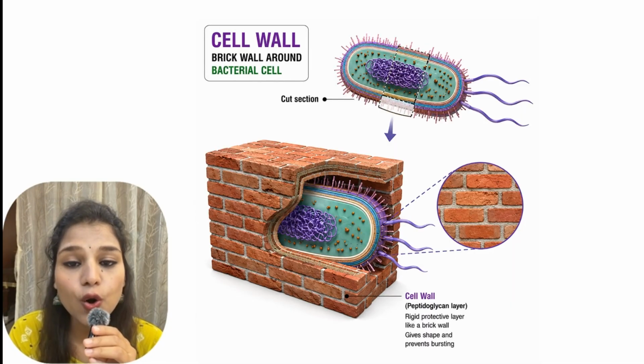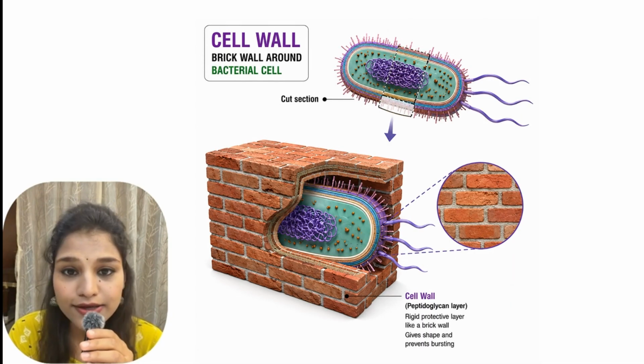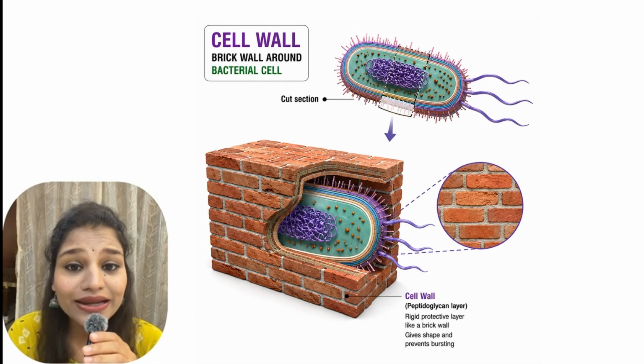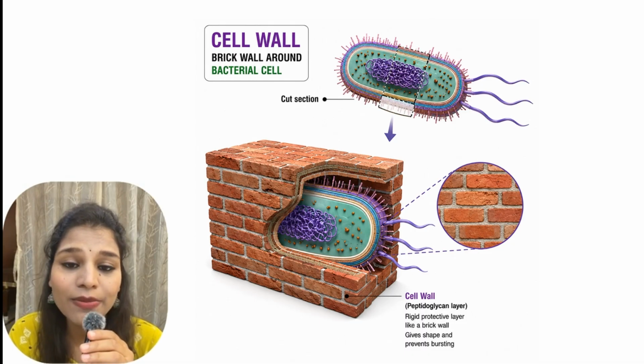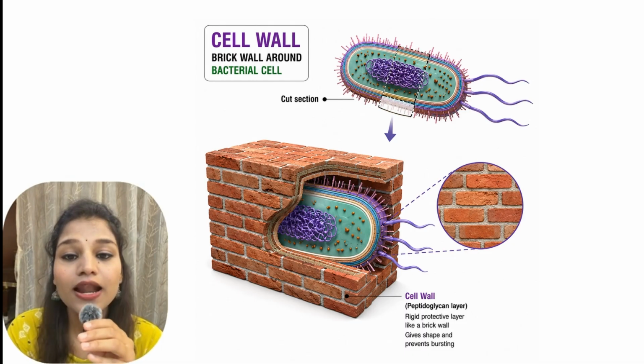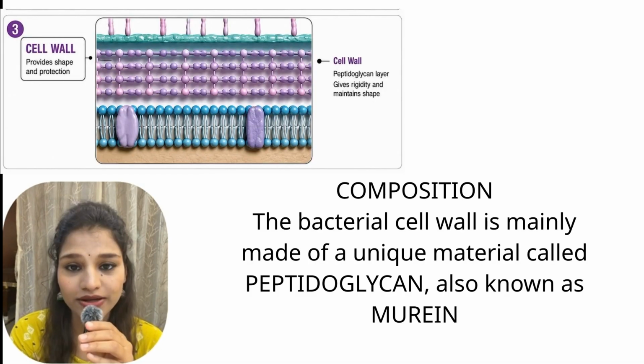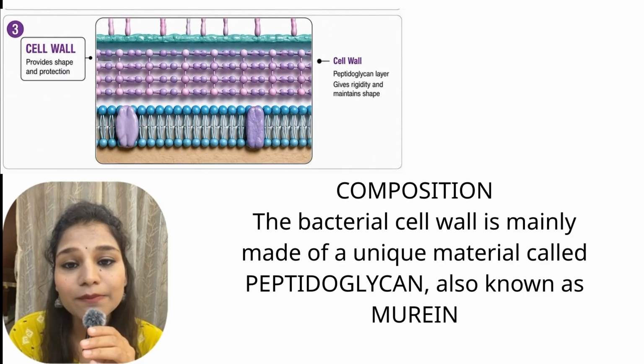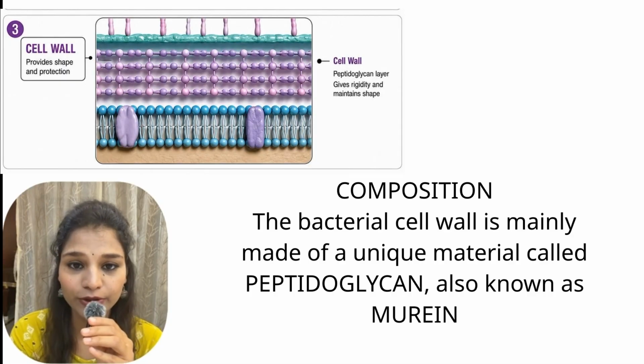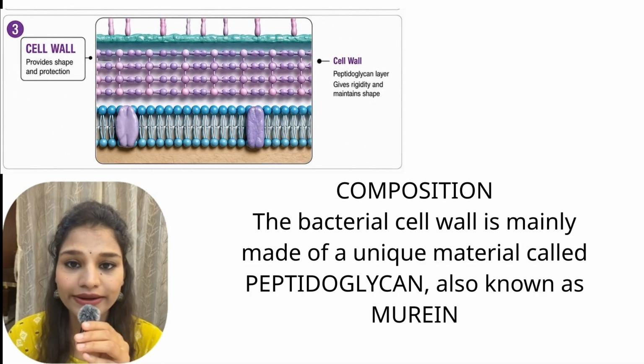Think of it as the strong brick wall of a house. It does not make the house alive, but it gives the house its shape and protects everything inside. Like, what is the composition of the bacterial cell wall? Actually, it is mainly made up of a unique material called peptidoglycan, which we also call murein. It's an alternate term, guys. Peptidoglycan is also called murein.